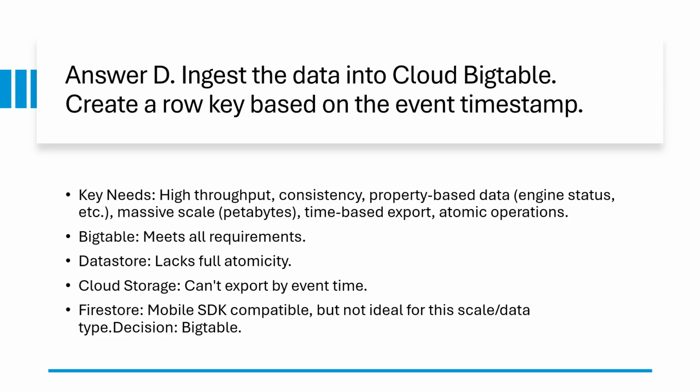Keywords to look for: high throughput, consistent, property-based data, insert, fetch, like engine status, distance traveled, fuel level, etc., which can be designed in columns. Large-scale customer base. Each customer has multiple sensors sending events every few seconds. This will lead to petabytes of data. Export data based on the event timestamp. And atomic operations. Bigtable fits all requirements.